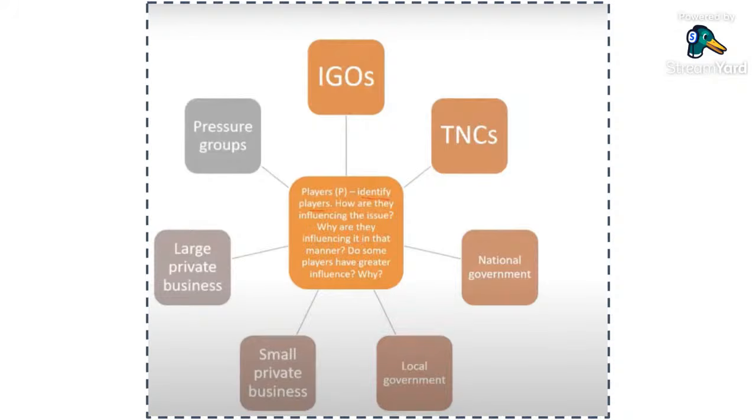So let's think about players first. Who are players? Now, during lesson time, I'll go through this in a lot more depth. I just want to give you an introduction to, when you are thinking about each source as you're reading and planning, maybe when you're practicing these at home as well. Go through each source and think, who are the players? Identify the players. Who are they influencing over this issue? Why are they influencing it in that manner? Do some players have greater influence, and why?